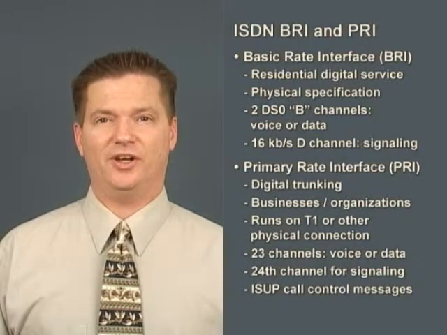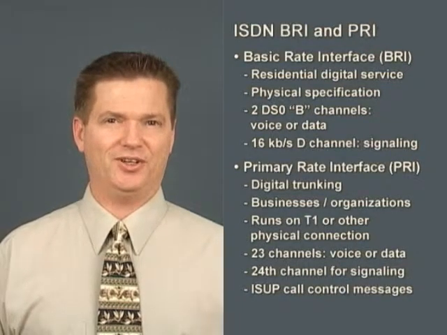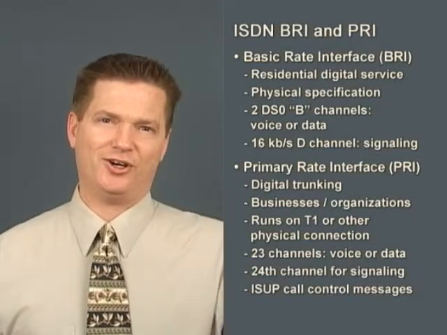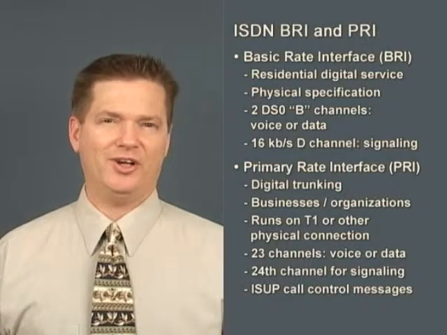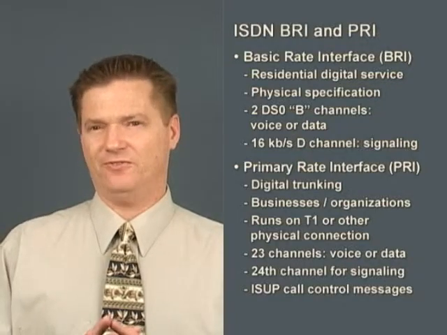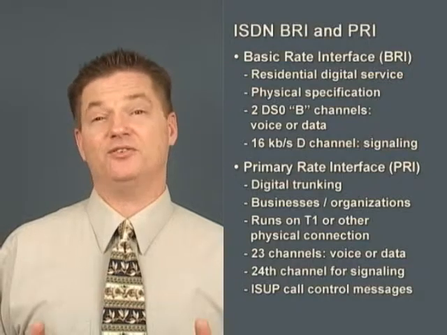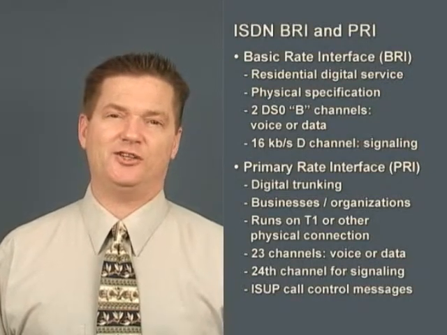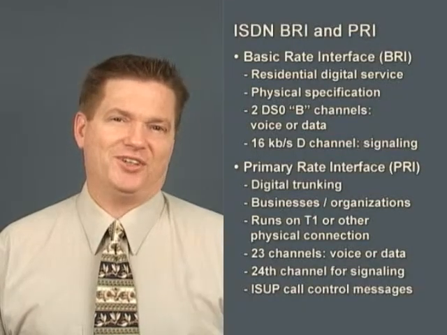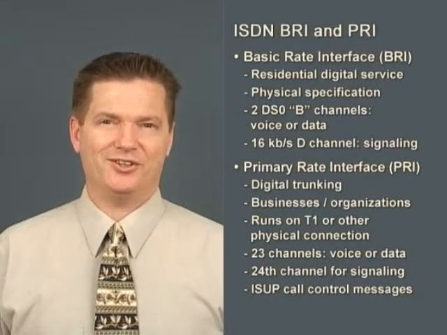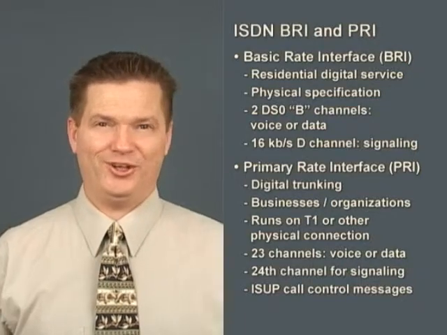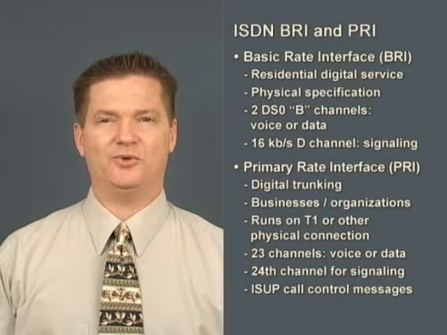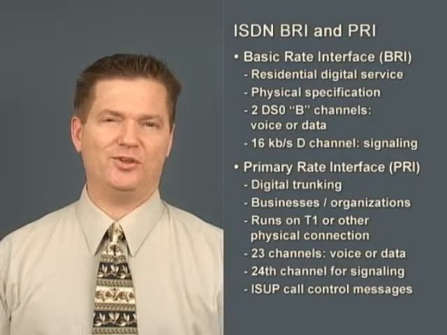ISDN primary rate is a completely different story. Basic rate specifies pulses on 2 copper wires. Primary rate doesn't specify the actual physical connection. It just says that you need a 1.5 megabit per second connection to run ISDN primary rate. Most of the time that would have been a T1 circuit, but you could implement it on fiber or radio or whatever you want.